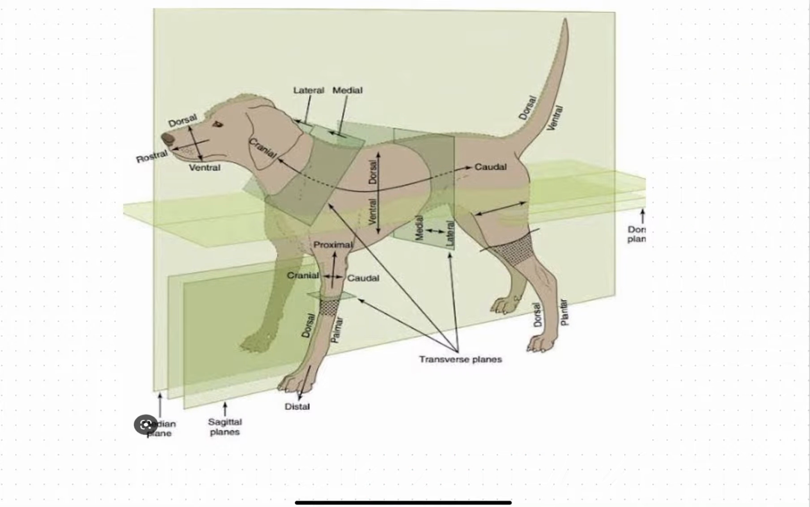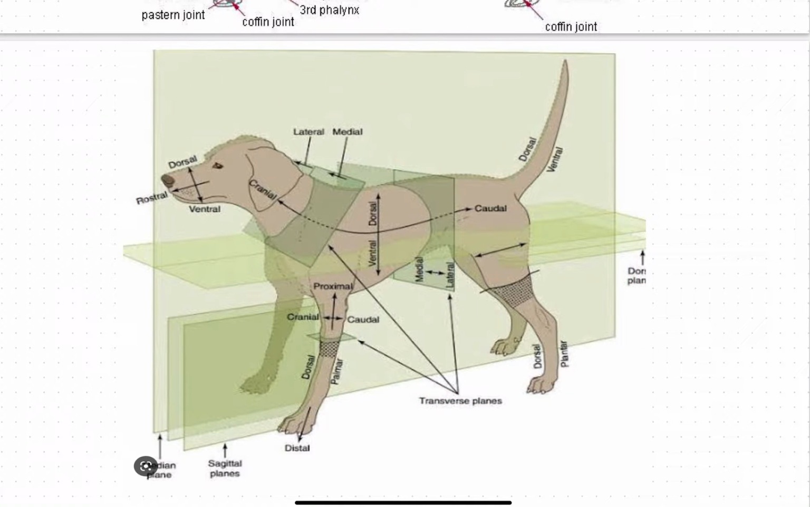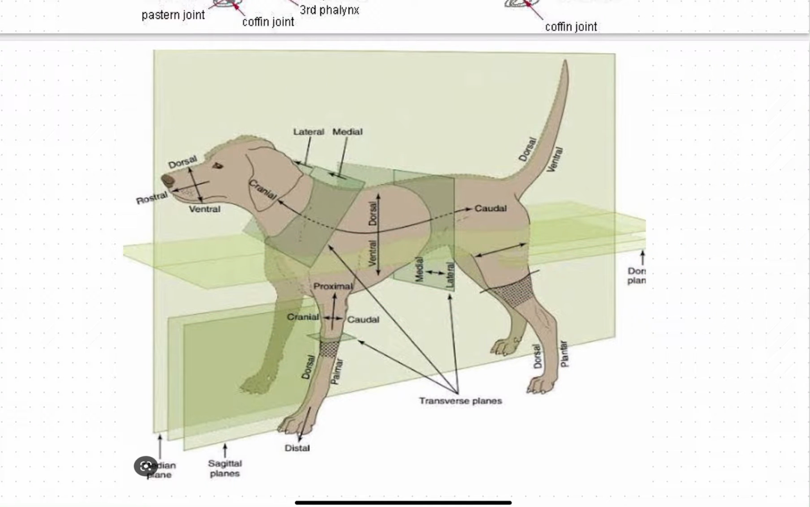Now there are some planes which we have to study. The plane which cuts the animal into right and left parts is known as the median plane, and the plane which cuts the animal into cranial and caudal ends is known as the transverse plane, and the plane which cuts the animal in a horizontal direction is known as the horizontal plane. These were certain terms, and there is another pair of terms, proximal and distal. They are used generally for limbs. The proximal end is towards the body and the distal end is towards the ground. So these were certain terms which we have to remember.